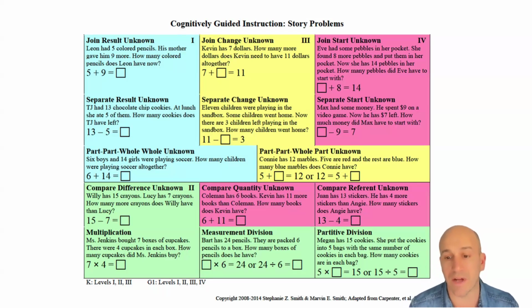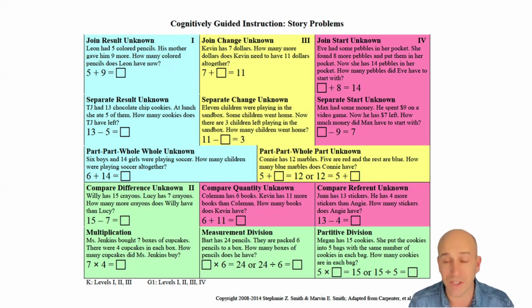And this particular document was made as a simplification of some of the strategies that they talk about in the book, as well as the problem types or story problems that are associated with those strategies. It was made by Dr. Stephanie Smith and her husband, Dr. Marvin E. Smith. And I've been using it for years. It's a very helpful document.